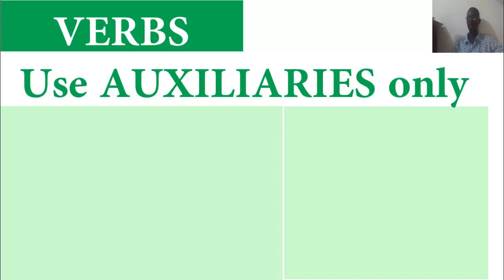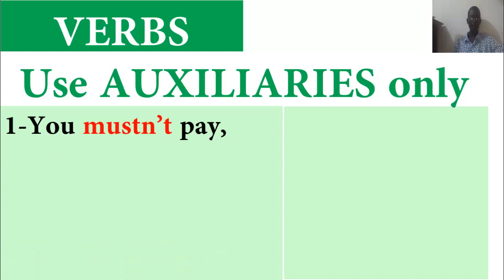L'auxiliaire est le verbe qu'on utilise dans les tag questions. It can be auxiliary, simple auxiliaries, or modal auxiliaries. Donc, vous pouvez avoir les auxiliaires de base ou bien les modaux. Be, do, have, can, may, must, etc.